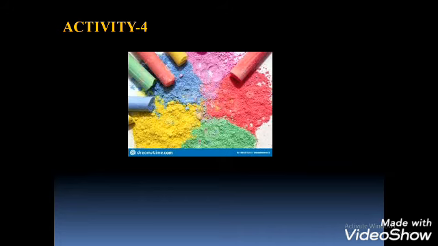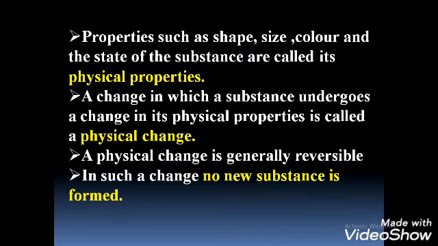Which changes are these? Okay, we can say that properties such as shape, size, color and the state of the substance are called its physical properties. From the first activity, the paper is cut into pieces, so its size and shape also change. So we can say that is a physical property. Then from the hacksaw blade activity, we can say that the color changes when it is heated. So it is also a physical change.